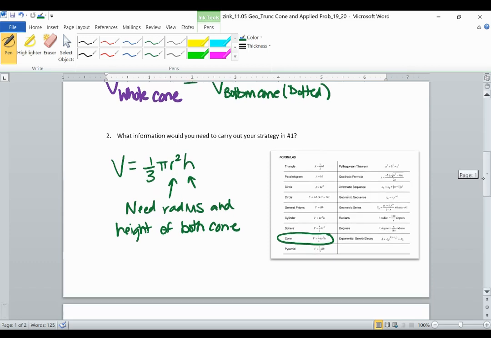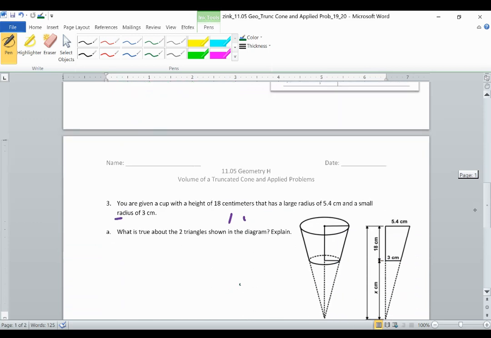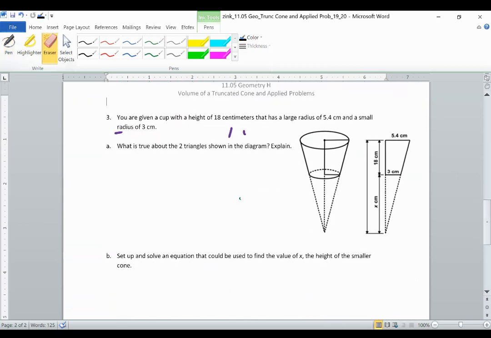Let's look at an example. It gets a little bit harder, and we're going to walk through why that is in the next one here.